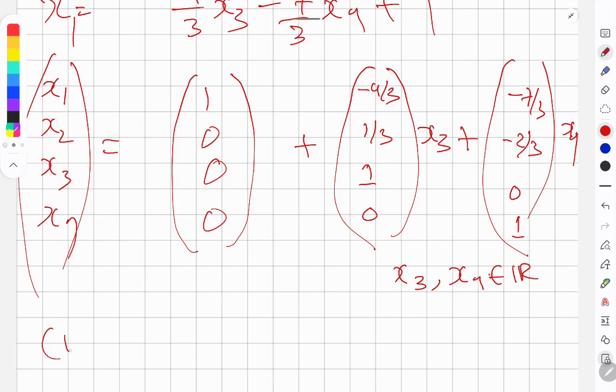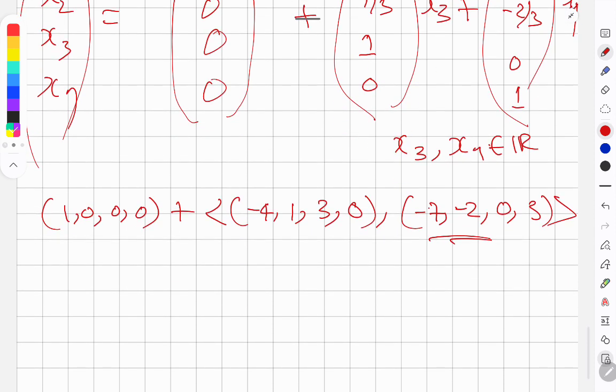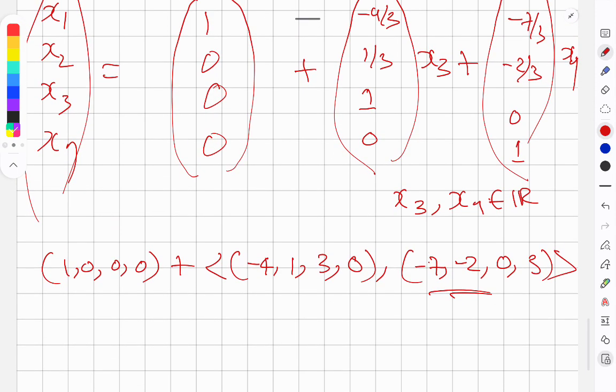My solution is 1 0 0 0 plus minus 4. I can multiply by 3 on all the sides, so it's negative 4 1 3 0. Also I can multiply by 3 on all the sides, so it's negative 7 negative 2 0. This is the same thing, right? The thing you told us yesterday, that we could assume x3 and x4 as s or t, would also be correct. The two vectors are linearly independent.